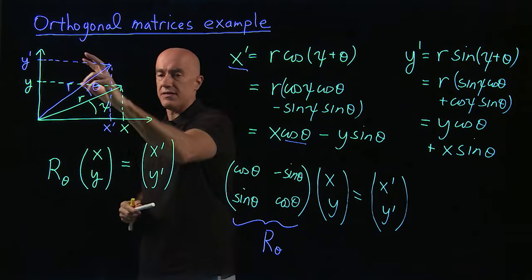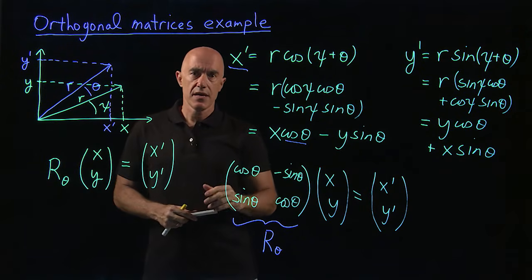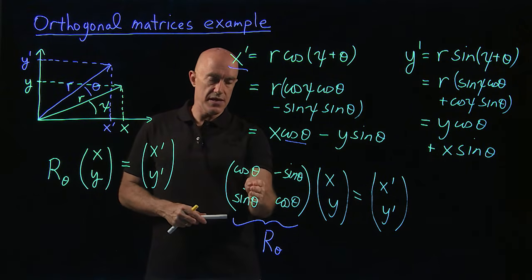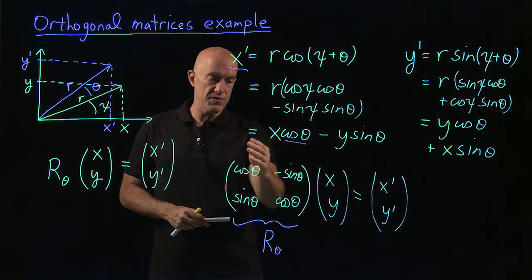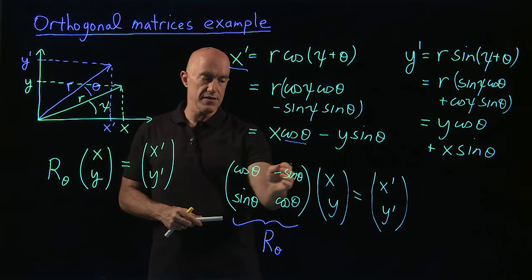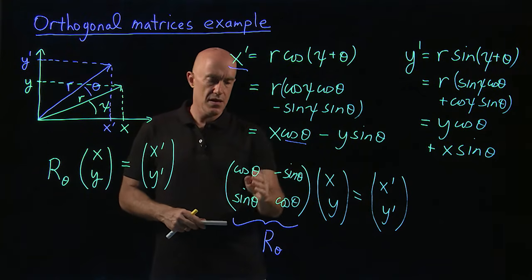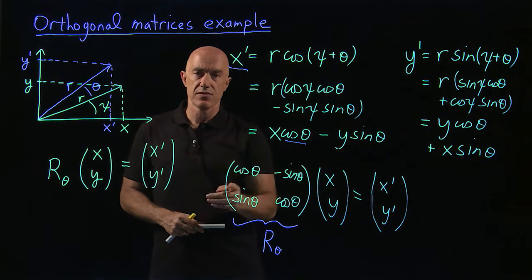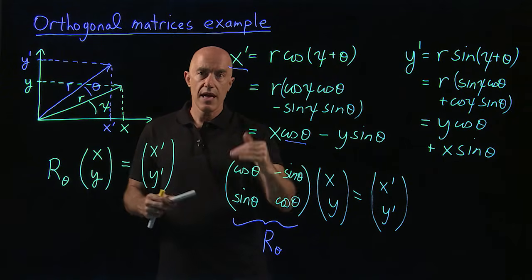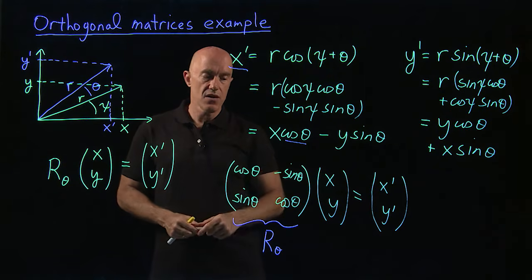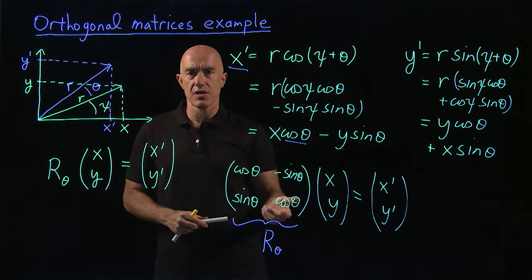This matrix rotates the vector through an angle theta. Is it an orthogonal matrix? I claimed it was an orthogonal matrix. The columns of the matrix are orthogonal with each other, right? Cosine theta times minus sine theta plus sine theta times cosine theta is 0. The columns have unit length. Cosine squared theta plus sine squared theta equals 1. And the same thing is true for the rows. So in that sense, it satisfies orthonormal rows and orthonormal columns.